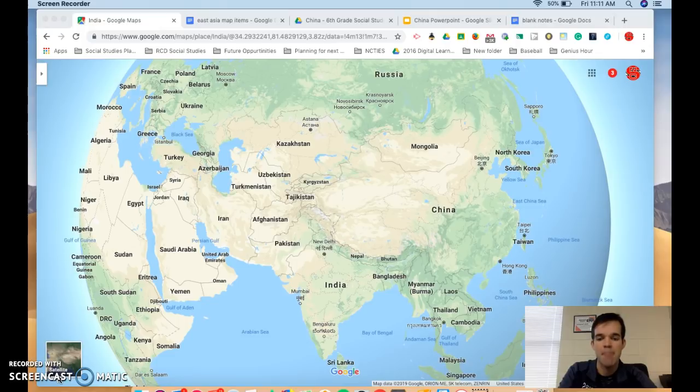for swamp time. If you were not here on Monday, you need to go ahead and label pages 1 through 7. Page 1 is blank, 2 is China vocab, 3 is East Asia map, 4 is China notes, and 5 and 6 are also China notes as well.